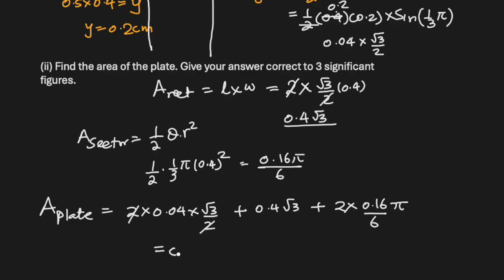What I got was 0.929653. Many digits after this. I will round it off to 0.930 centimeter square. This is the area of the plate. Moving ahead.